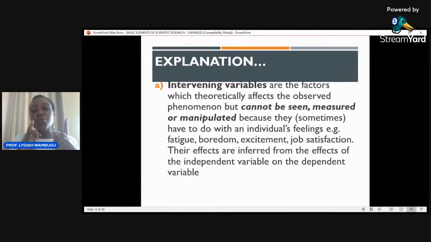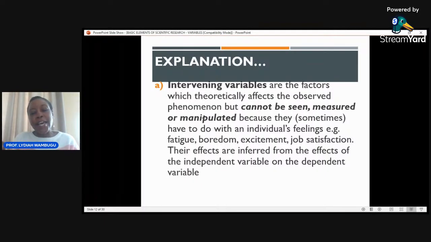What I want you to note first is what I have put in bold. One, they cannot be seen. Number two, they cannot be measured. Number three, they cannot be manipulated. So these are variables that affect the change in the DV, but they cannot be seen. Sometimes they are not measured. Sometimes they cannot be manipulated. And when I say they cannot be measured, it does not mean it can never be done, 100%. I'll explain in a minute.